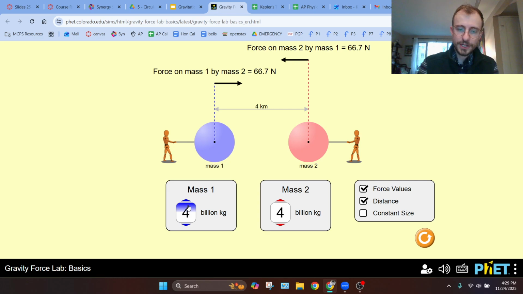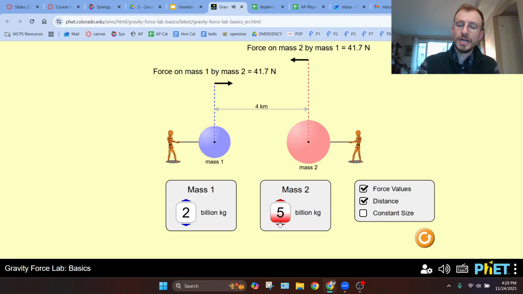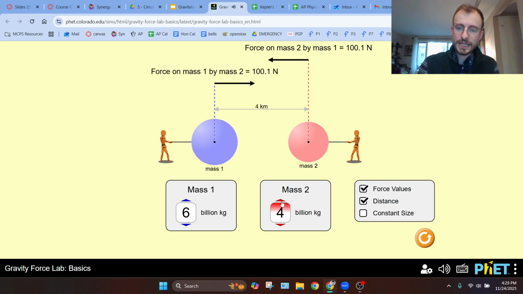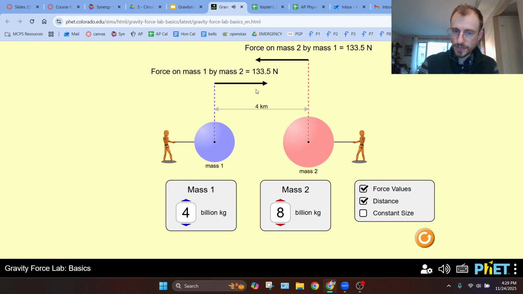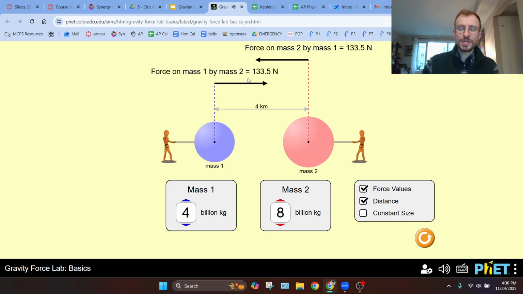I could do that by increasing this up to 6 and 6, but that actually more than doubled the force, because the force before was 33, so double that would be in the 66, maybe 67 range. But if I get it up to this, it's more than double that. However, if I double this one and also double this one, then it quadruples the original value. If I only double this one, it goes up to 66. If I only double this one by going all the way up to 8, it also doubles. And if I double them both, it quadruples. So it must be that it depends on the product of those two masses.